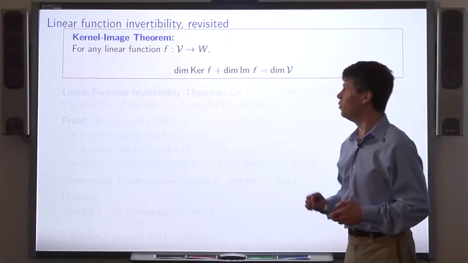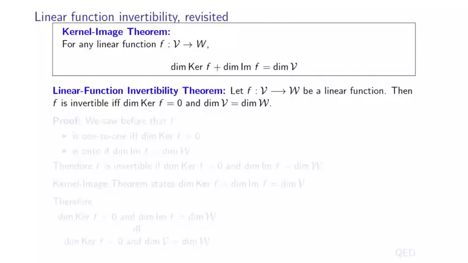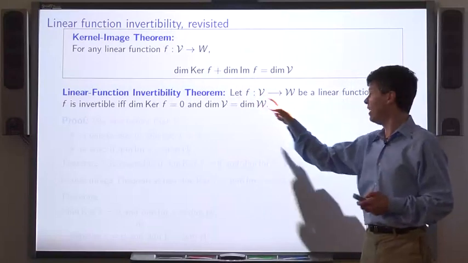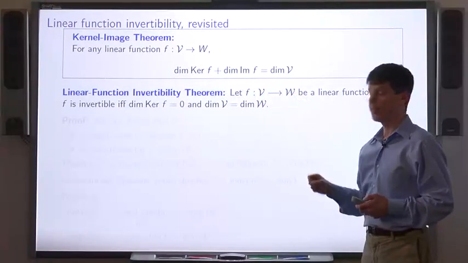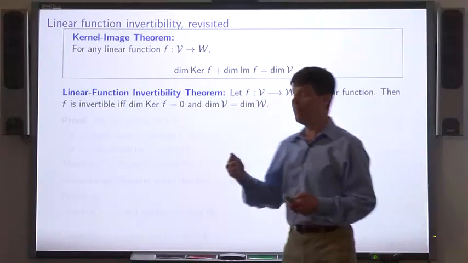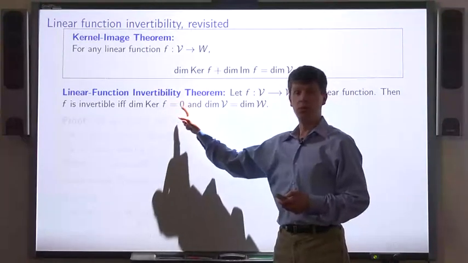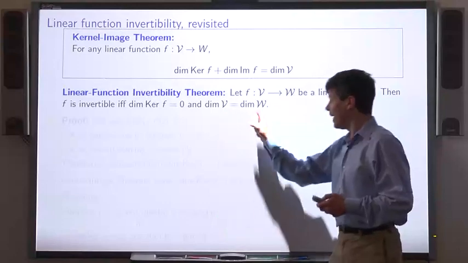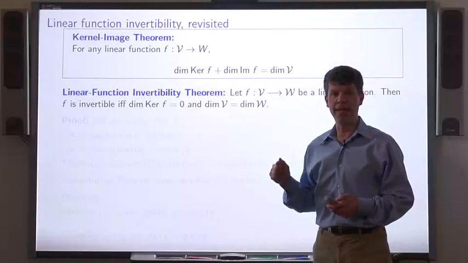Let's see how we can use this important theorem. We'll revisit the question of when a linear function is invertible. We'll prove the following theorem. Let f be a linear function from big V to big W. Then f is invertible if and only if its kernel is equal to 0 and the dimension of the domain equals the dimension of the codomain.